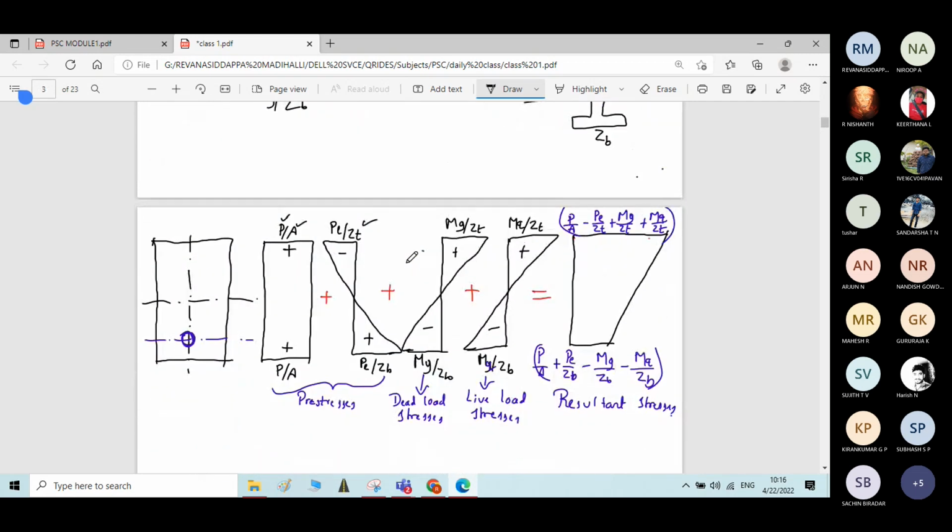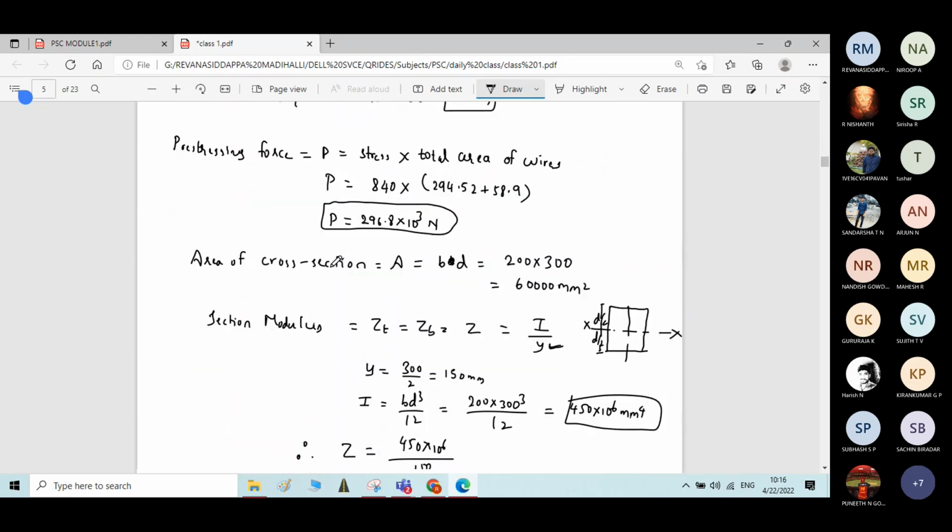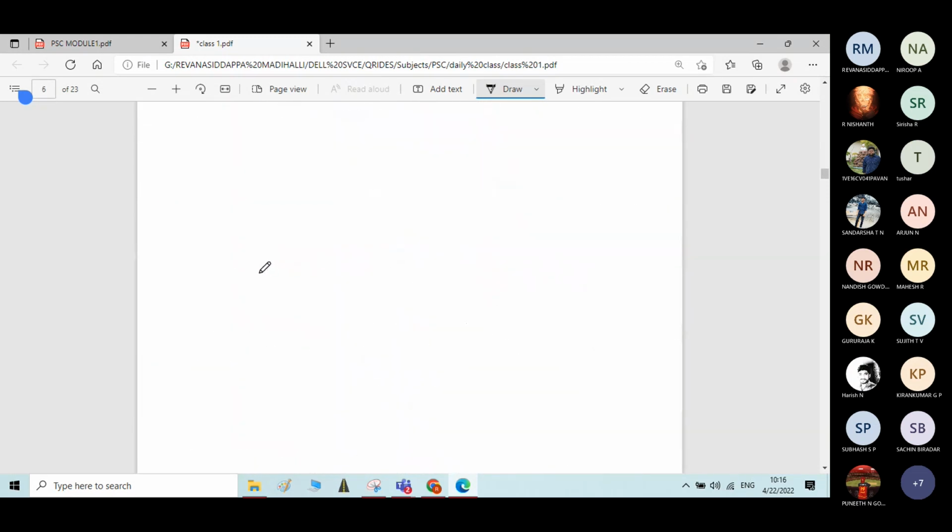What else is required? Other than section modulus, you need Mg and Mq now. Mg is moment due to dead load. Mq is moment due to live load. Those things are also required. First, we will calculate moment due to dead load. Mg we will calculate, moment due to dead load. That is Mg.